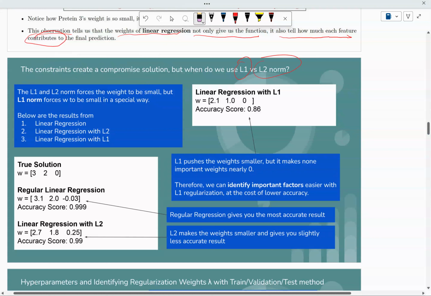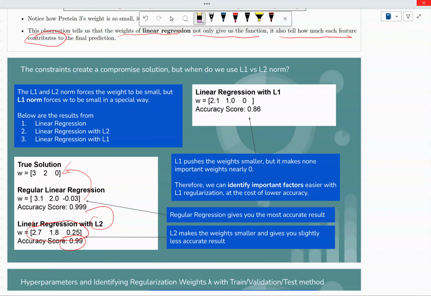Right? So let's take a quick example, and below are the three results. The first one is from linear regression, L2 norm, and L1 norm. So we solved it in three different ways, and this is the true solution. Notice how if you just solve regression, it does a pretty good job of reaching the true solution. Now, if we solve it with L2 norm, as expected, notice how the accuracy is pretty good, but with weights that are smaller.